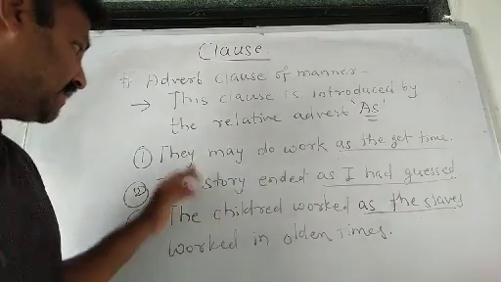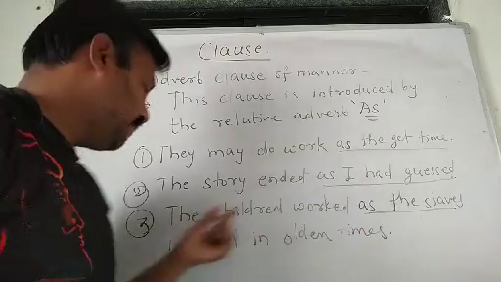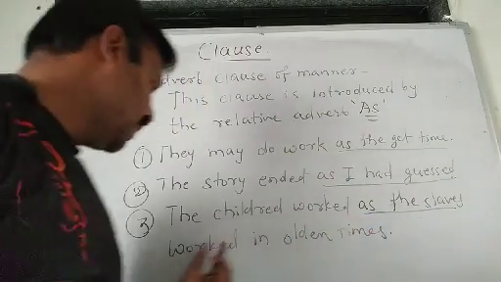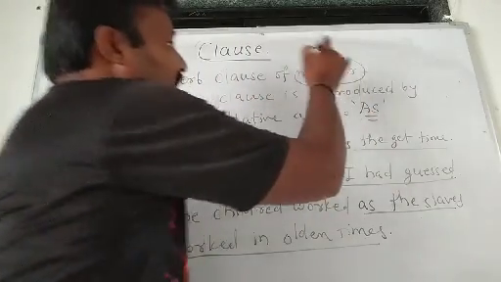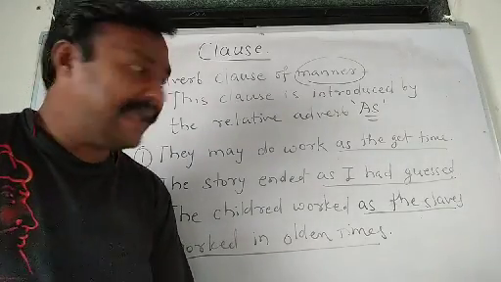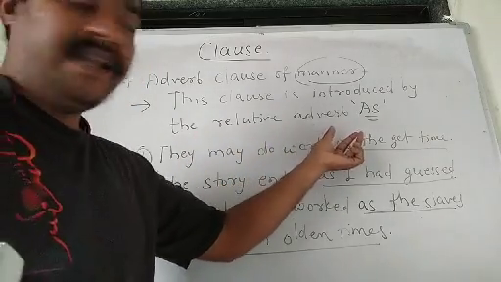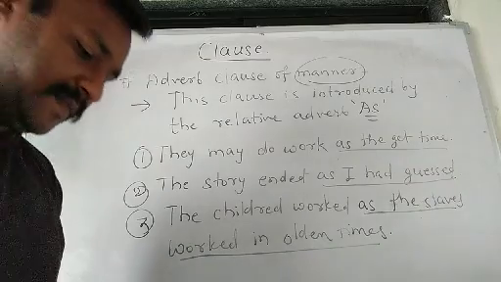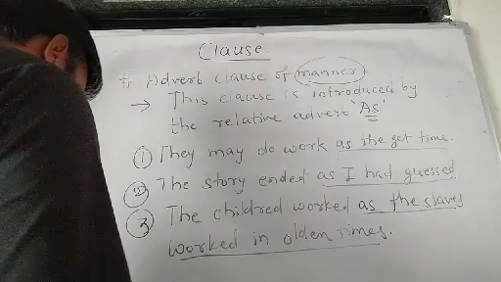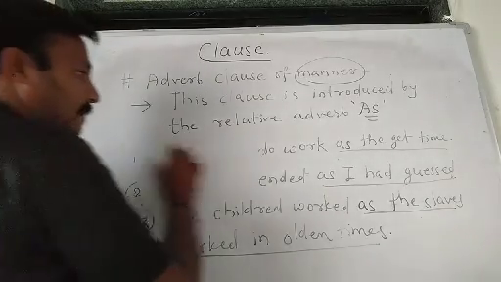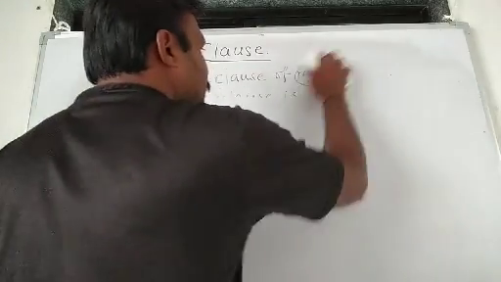So in every sentence, they may do work as they get time. The story ended as I had guessed. The children worked as the slaves worked in the olden times. So it is very easy to identify adverb clause of manner. Why is it easy? Because we could find the relative adverb, and that relative adverb is as, isn't it? So next type of adverb clause we will discuss.